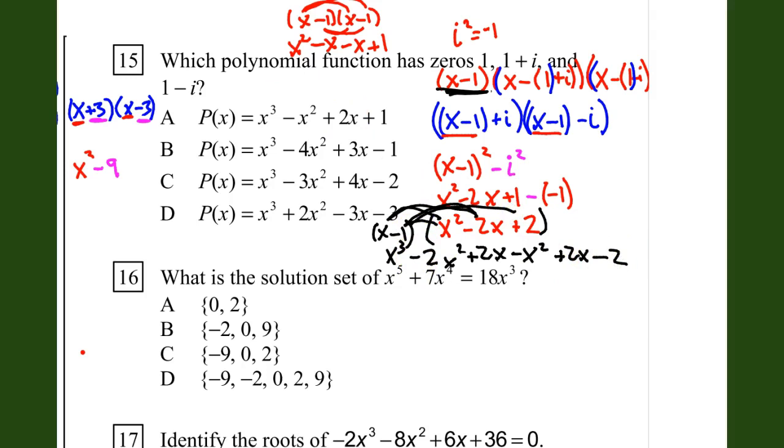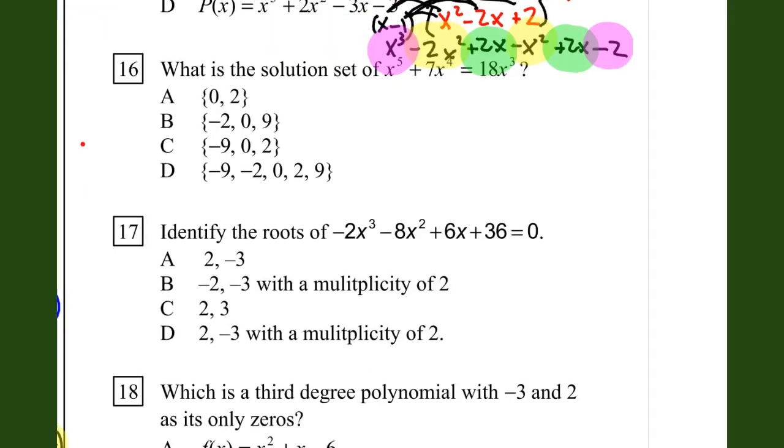We start combining like terms here. We have some x squareds. Negative x squared and negative 2x squared will give us a negative 3x squared. And then we have 2x plus 2x, which will give us the 4x. And then, of course, on the ends, we have the x to the third and the minus 2. So we get an answer of C. You might need to practice this one a few times. That's a little bit of work you've got to make sure you know how to do.